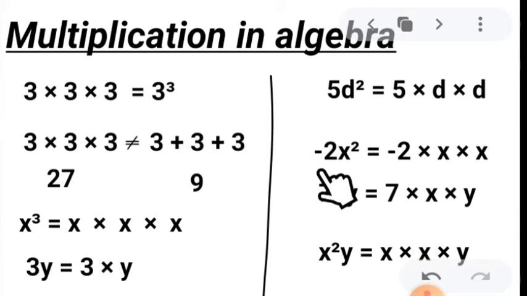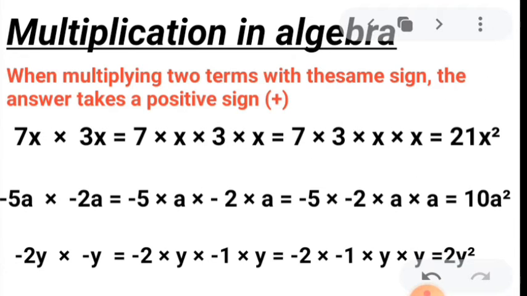We have minus 2x raised to the power 2. It simply means minus 2 times x times x. And we have 7xy. It means 7 times x times y. x squared y means x is multiplying itself 2 times, so we have x raised to the power 2 times y, meaning that it is x times y.